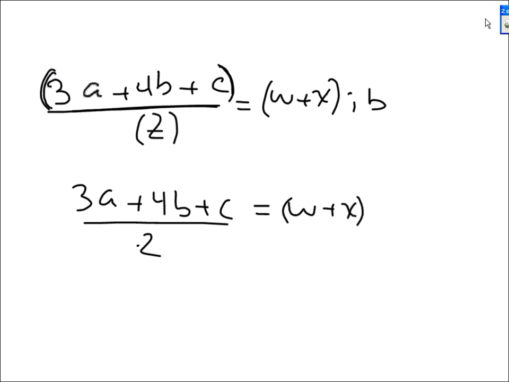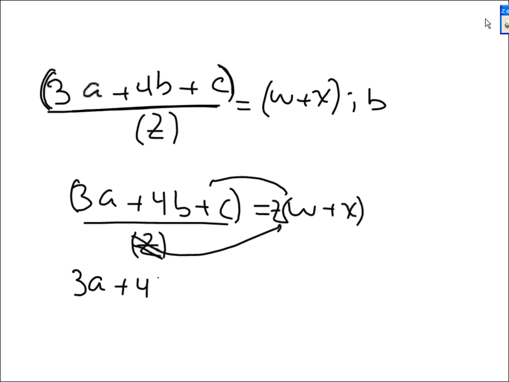You want to get rid of the z, it's a factor. It's this divided by that. You can cross this out and put it on top. But this is something I've always been saying. This times w plus x equals the top. So now we know that 3a plus 4b plus c is z times w plus x.